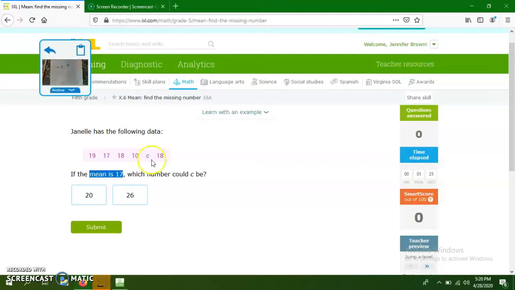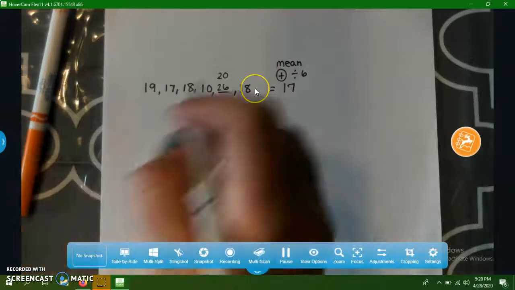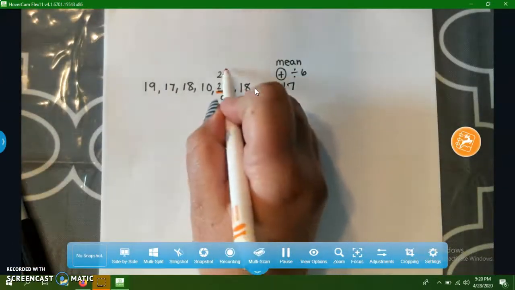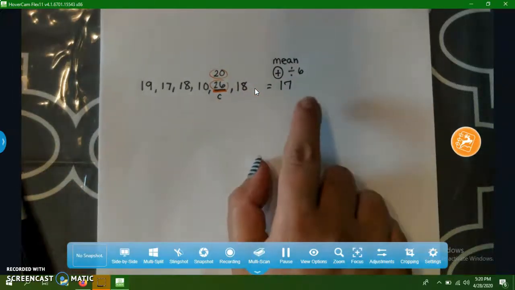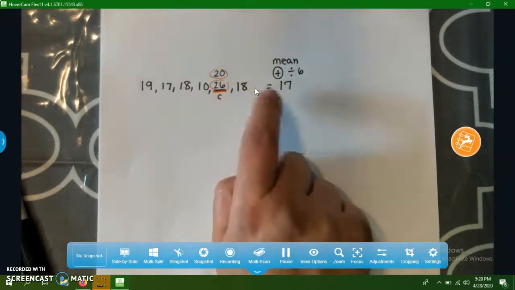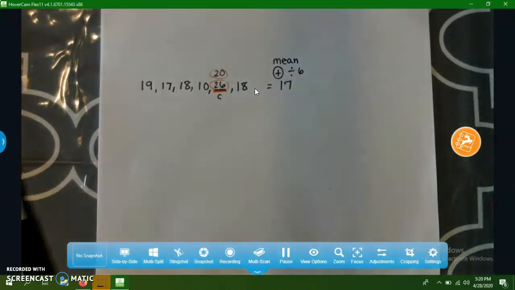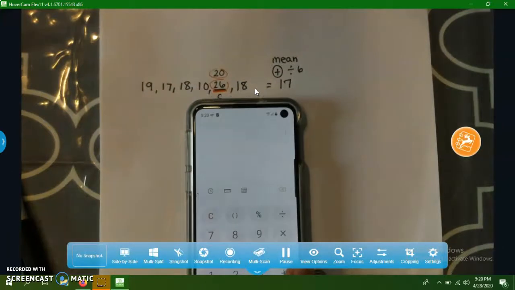So I'm going to jump over here to my thinking paper real fast. You can see that I've written down my data. This is my blank, where I'm going to either use 20 or 26 when I plug it into my calculator. So I'm basically going to find the mean. I'm going to add these all up using 26 and see if I get 17. If that doesn't work, then I'll scratch it out and I'll try 20. So I'm going to flip to my calculator here on my phone, and I'm going to add them all up.